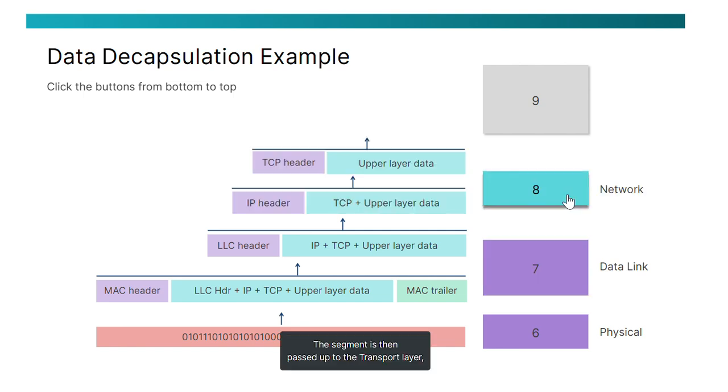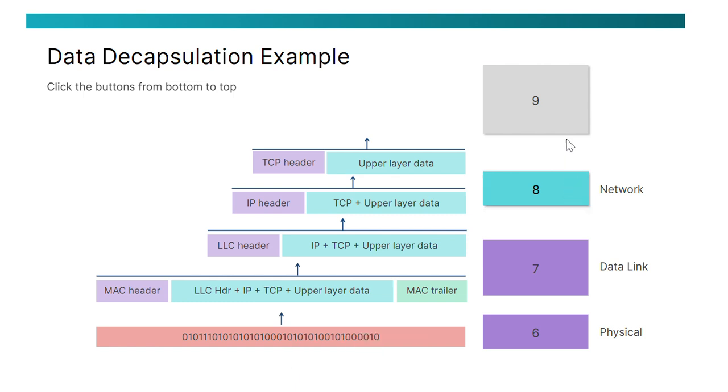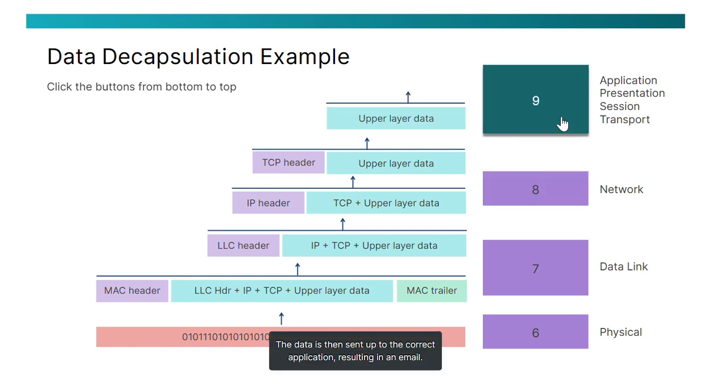The segment is then passed up to the transport layer, where the TCP header is used to verify flow control, perform error checking and sequencing, and evaluate the segment for possible retransmission. The data is then sent up to the correct application, resulting in an email.